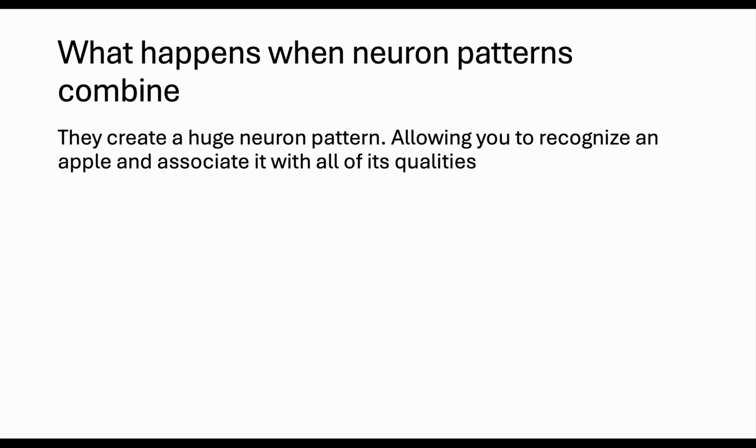I've kind of already said this, but when they combine, they create a huge neuron pattern or huge representation, but that's a different video on what representations are, allowing you to, in short, recognize an apple and be able to associate it with all of its learned qualities, like how it tastes, how you can hold it in one hand, how it grows on a tree, how it's a fruit, and most importantly, that it tastes good. That's as simple as it gets.